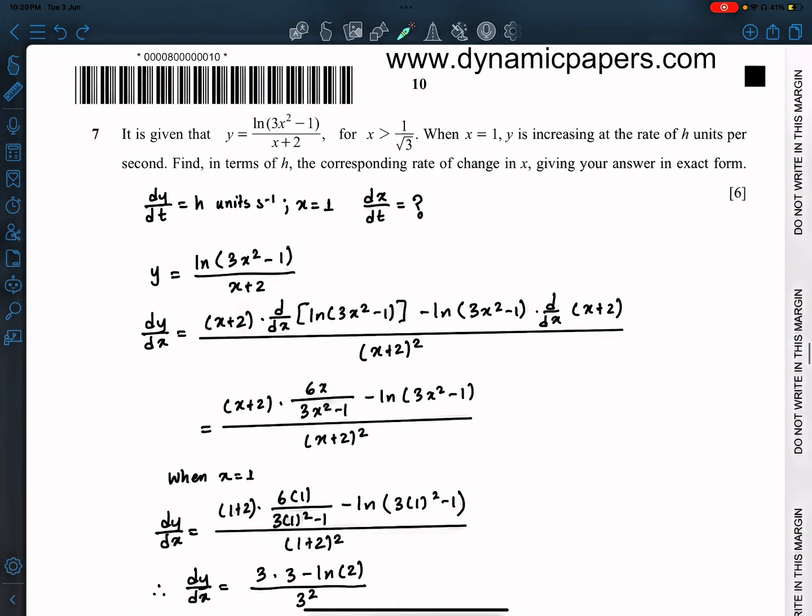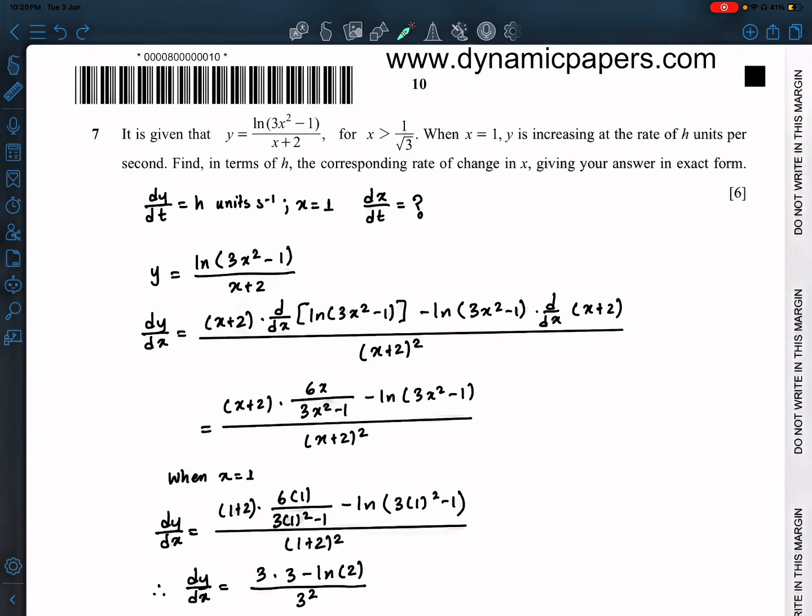Question number 7. It is given that y is equal to the natural log of (2x squared minus 1) over (x plus 2) for x greater than 1 over root 3. When x equals 1, y is increasing at a rate of h units per second. Find, in terms of h, the corresponding rate of change in x, giving your answer in exact form. So we cannot have any decimals.